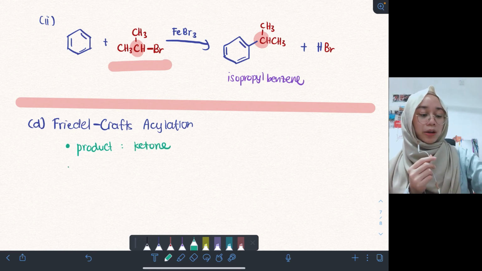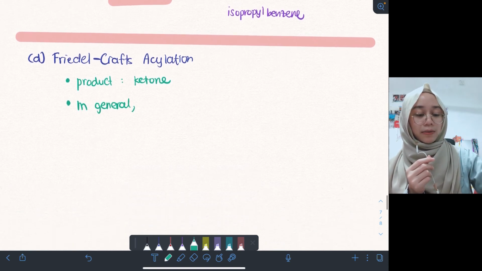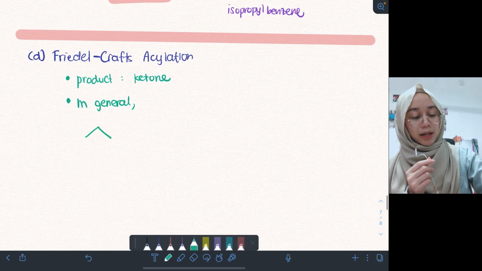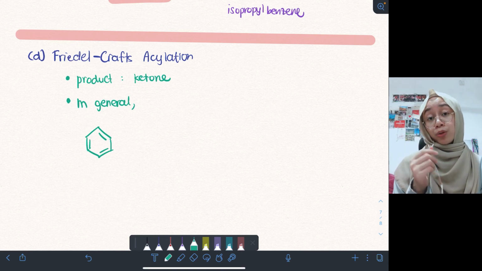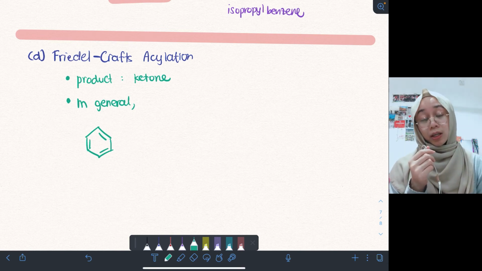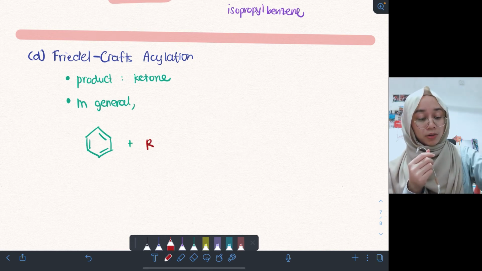Okay, so kita terus tengok secara generalnya apa benda yang ada. So in general class, your benzene ring dia akan react dengan acyl chloride. Acyl chloride ni kamu cuma jumpa awal-awal dulu waktu kita belajar functional group. Okay, so nak kena tengok balik apa benda acyl chloride tu. So acyl chloride basically in general it looks something macam ni.